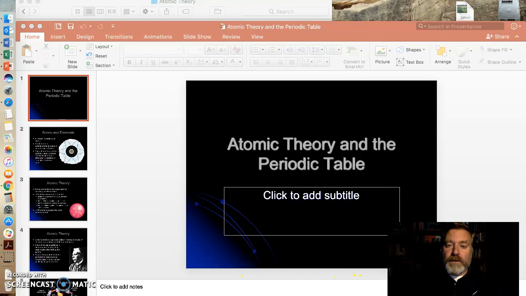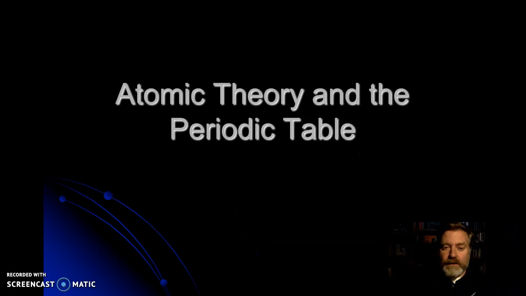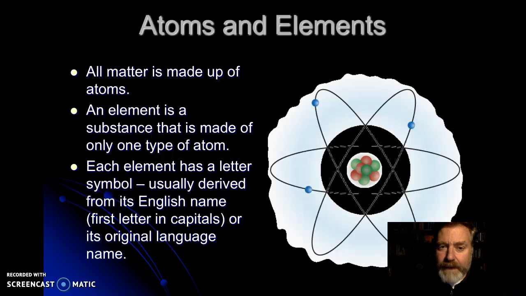So the first one is Atomic Theory and the Periodic Table. Now, I know I've talked about this already, but when you're revising, you might come back and have a look. Here we go. So, we're looking at atoms and their elements.